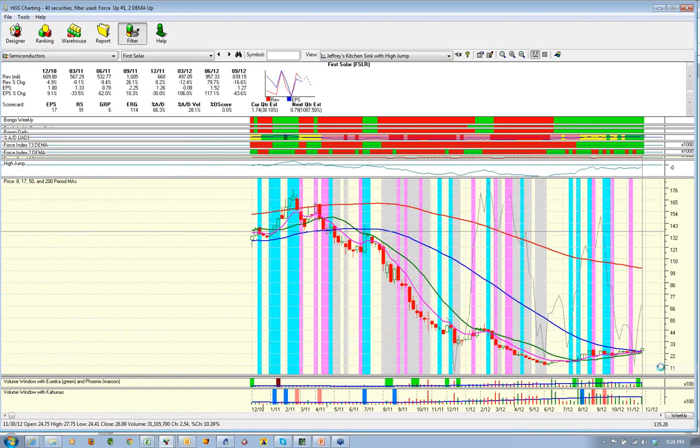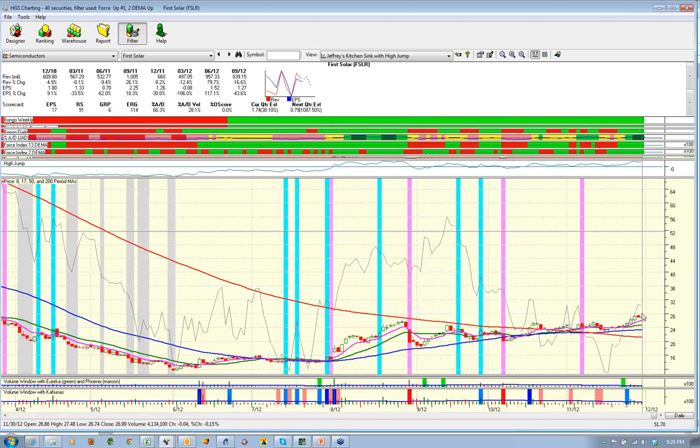Now, you look at just the right side of the chart, you're above all your moving averages. Your industry group has turned up. Everything is green. You've got earnings per share growth coming in. Has First Solar gone from a dog to a buy? It looks very interesting to me.